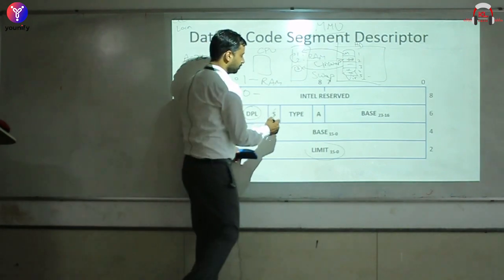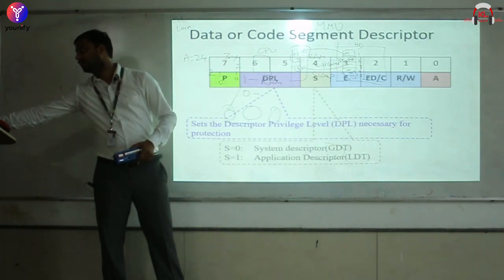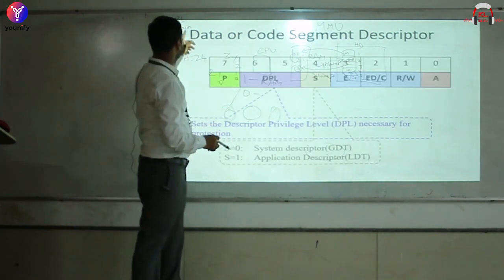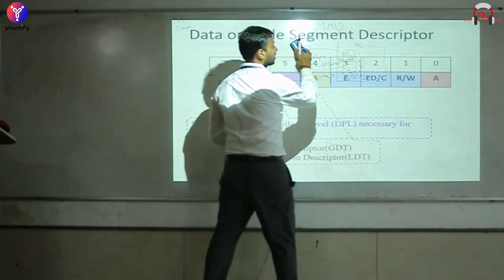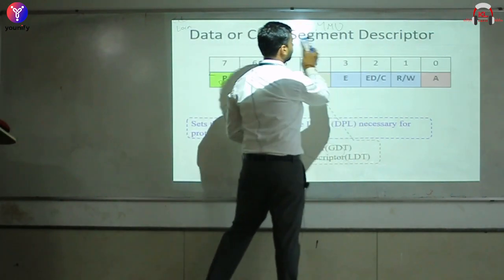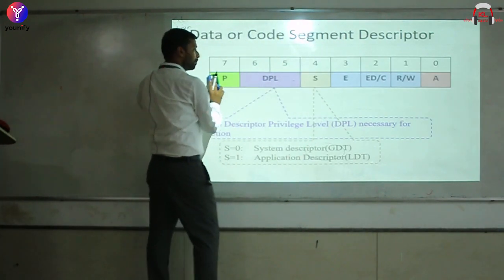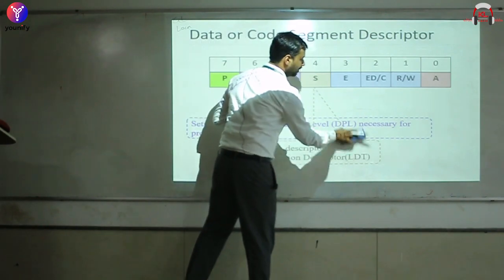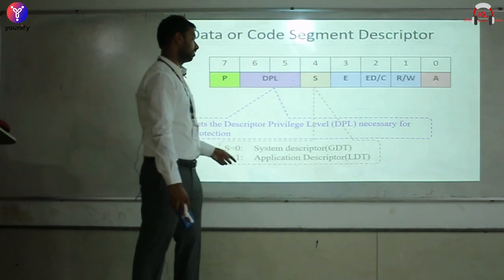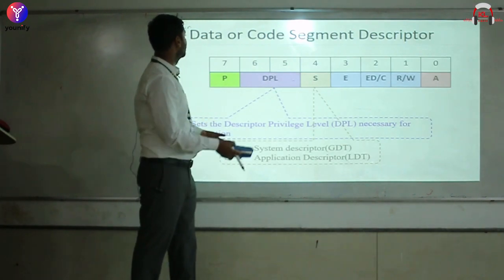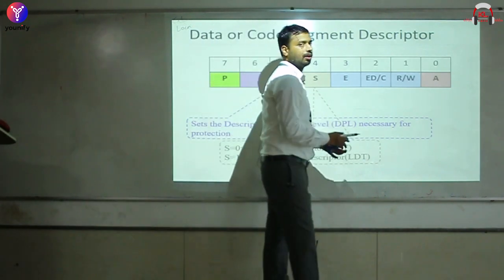And then the S bit. The segment will select between the LDT and the GDT, whether you want to select the local descriptor table or the global descriptor table. So the local descriptor table happens to be the code and the data part. If I select 0, you are selecting the gate and the system. If S is equal to 1, you are selecting the code and the data.